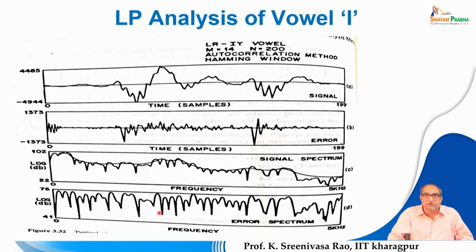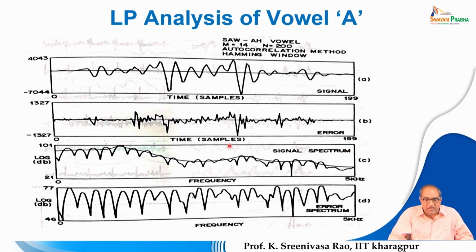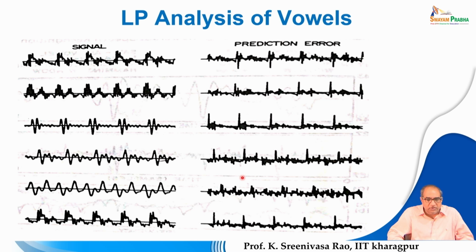So, these ripples are because of the periodic excitation. The same thing you can observe with another vowel also, a similar observation you can see. And now, if we move on to the other vowels, you can see here it is listed, there are vowel signals corresponding to 6 different vowels.